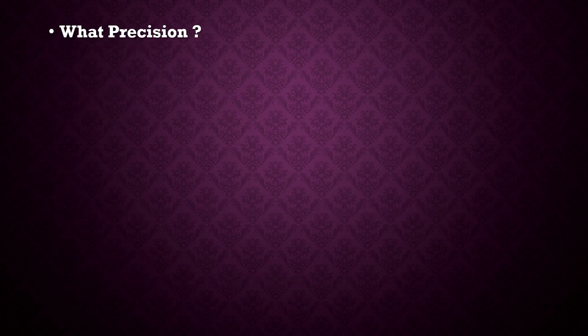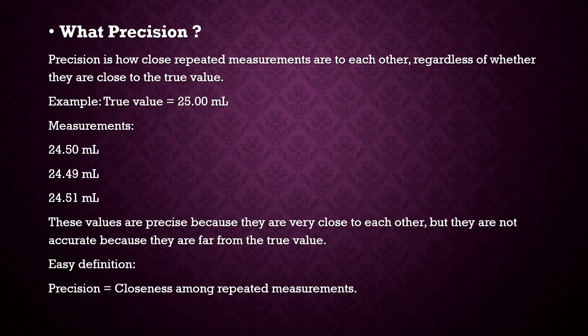So what is precision? Precision is how close repeated measurements are to each other, regardless of whether they are close to the true value. Example: true value is 25 ml. So measurements are 24.50 ml, 24.49 ml, 24.51 ml. These values are precise because they are very close to each other, but they are not accurate because they are far from the true value. Easy definition: precision is closeness among repeated measurements.